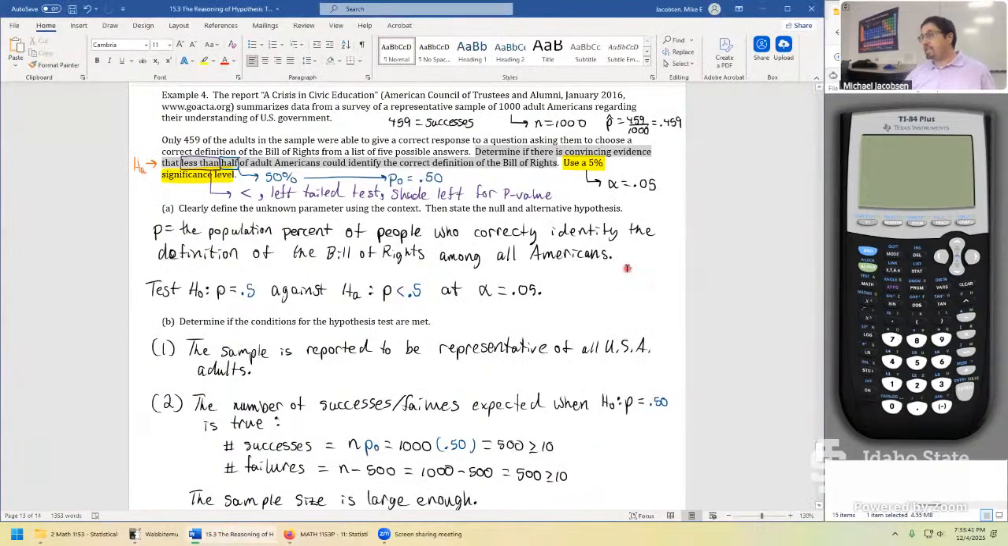It's section 15.3, and here's how it went. This was a kind of a funny study in a certain sense, and maybe slightly depressing as well, about the USA Bill of Rights and American adults' knowledge of it, being able to pick it out of a multiple choice test. We were looking for evidence that less than half of Americans can identify the correct definition of the Bill of Rights. So that's why we formed the left tail test we see down here. p is the population proportion of those people, and we're saying less than 50% successes in the population.